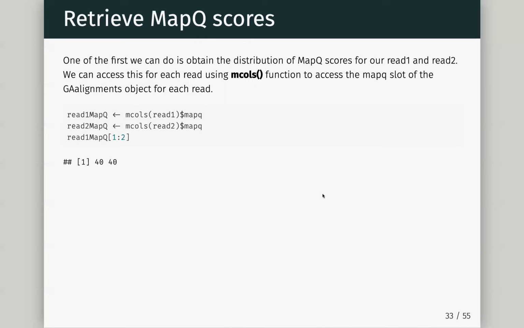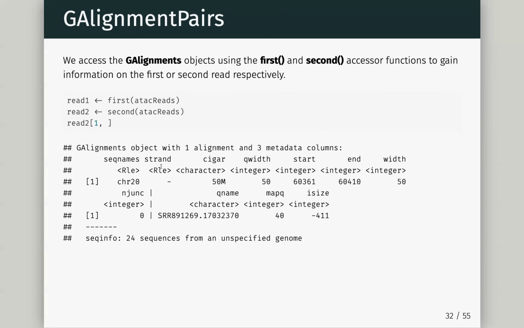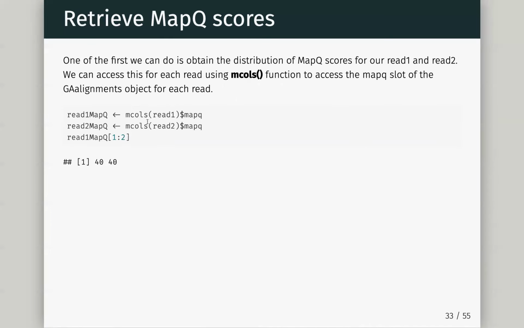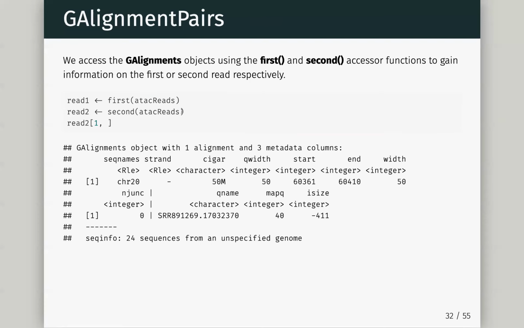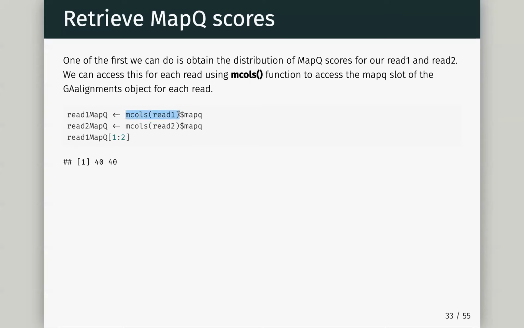So one of the first things we're going to do is get some type of distribution of our scores. So do our reads look like high quality mapping? We can extract that from our GAlignments object for either one of the reads. In this case, I'm going to do first and second separately. But we'll use mcols to get the metadata columns. So that's everything after these dashes, the three metadata columns. So I'm going to get the mapq. I'll do mcols, and then I'll do $mapq to select the mapq column.